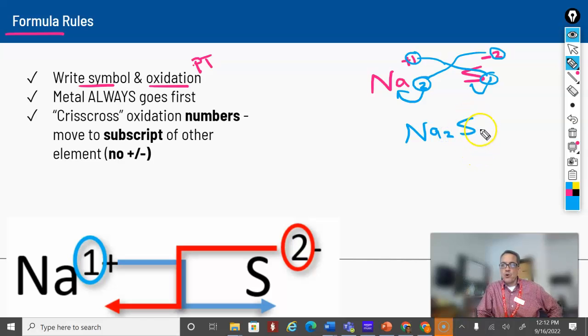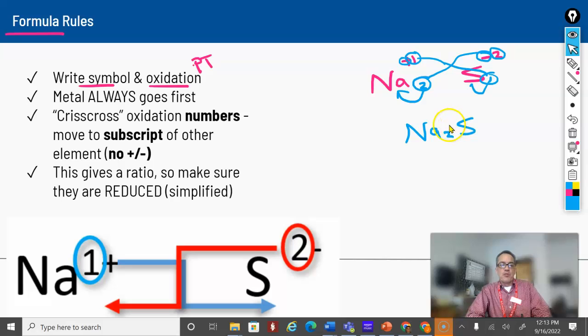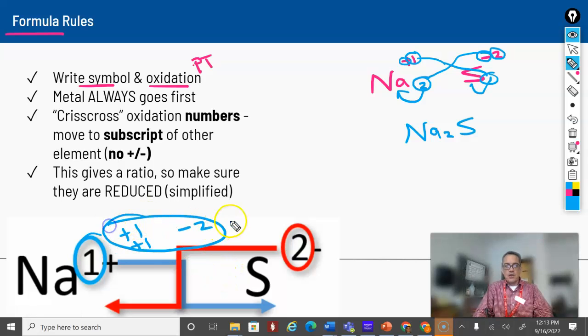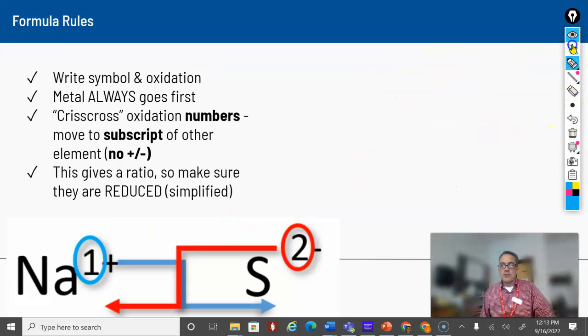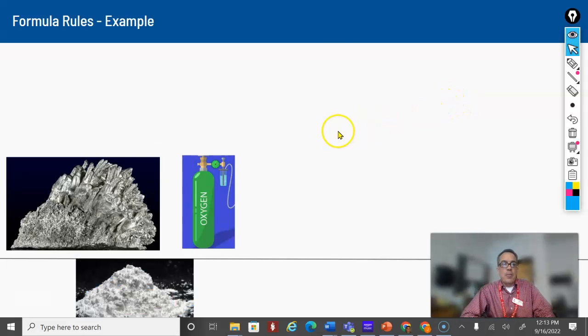I don't continue to put the 1 down here. So again, a couple of things we don't do with the crisscross. We don't bring the pluses and minuses with us, and we never end up writing a 1 down here. Okay. The last part is remember that this is basically a ratio. So it takes 2 sodiums to balance out a sulfur. And hopefully this kind of makes sense. In other words, it takes 2 plus 1s to cancel out a minus 2. If we put all of those together, what do we get? All of that would equal out to 0. So a properly written formula is going to give us everything canceled out.